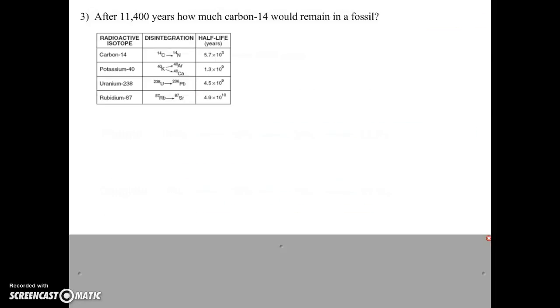Let's look at another one. After 11,400 years, how much carbon-14 would remain in a fossil?